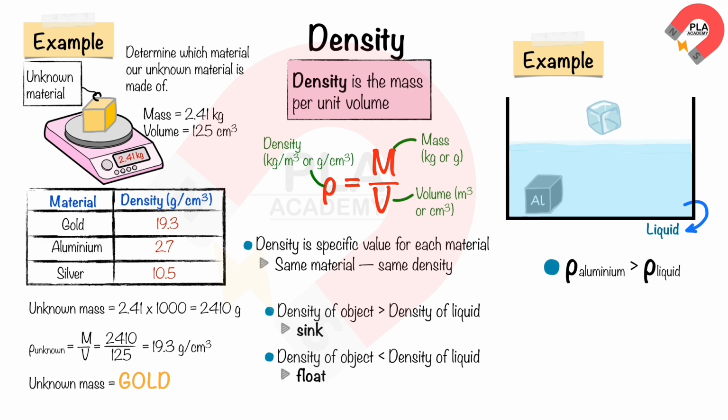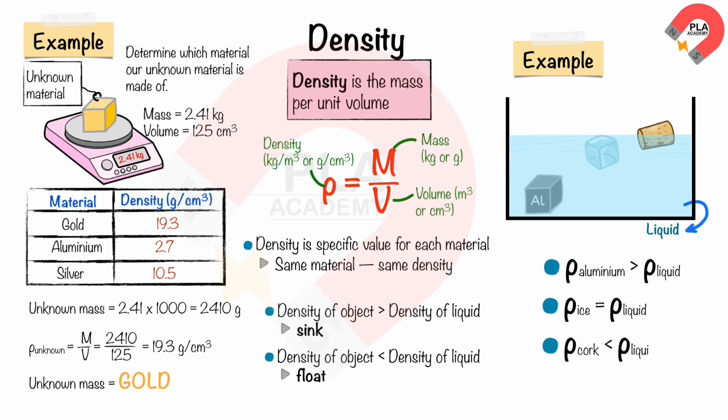A block of ice will float at the surface of the liquid, but will be totally submerged. This shows that ice's density is equal to the liquid's density. A block of cork will float at the surface of a liquid, with some of it submerged. This shows that cork's density is less than the liquid's density.